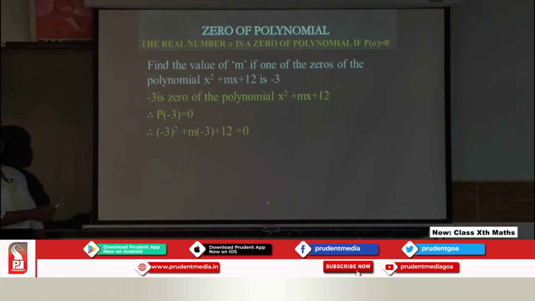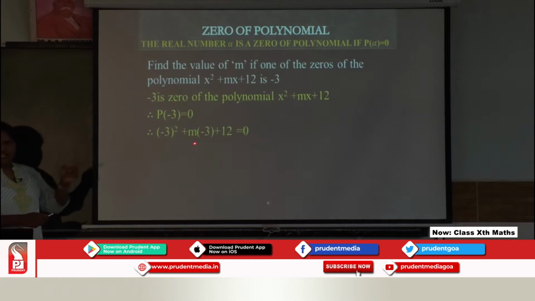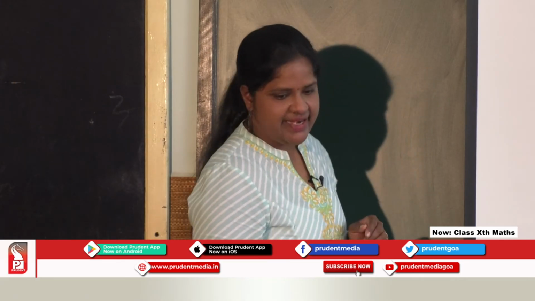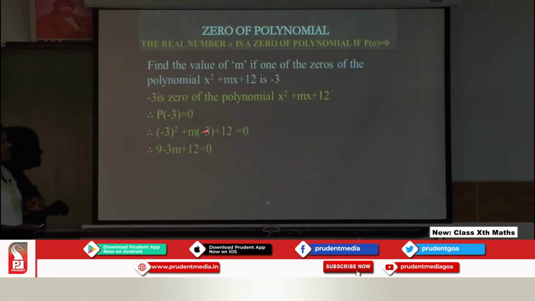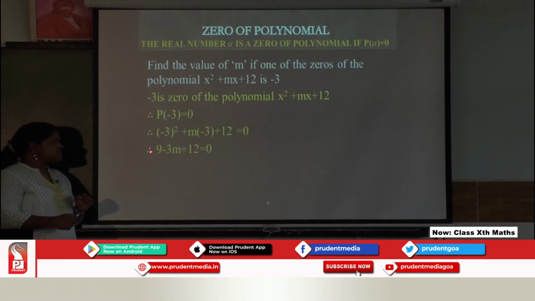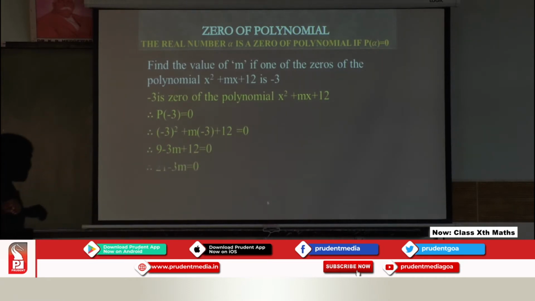So minus 3 square is what? Minus 3 into minus 3 will give you positive 9, and m into negative 3 will give you minus 3m, plus 12. So in the next step we get here 9, then negative 3m plus 12. Now just solve this. These are both constants, 9 and 12. So what do you get in the next step is that after adding, you get 9 plus 12, you get 21, minus 3m is equal to 0. You can shift this term to the other side. So 21 will become negative 21.